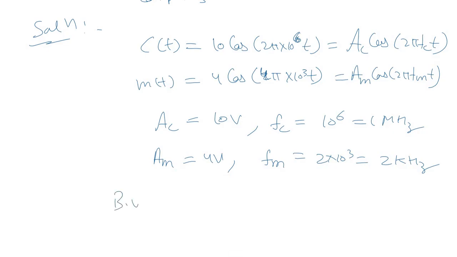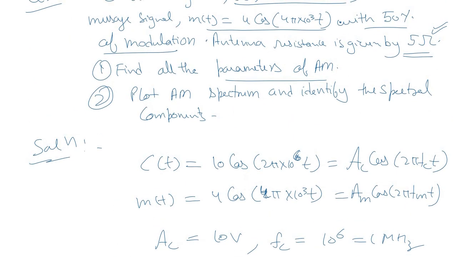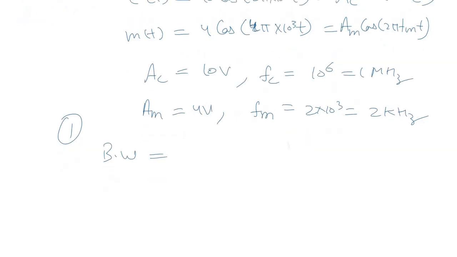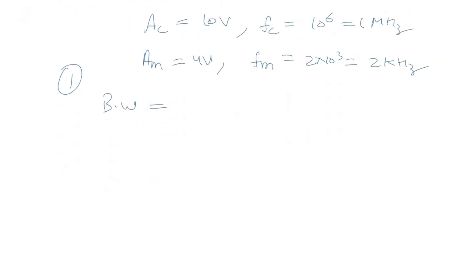So the first part of the question is to find all the parameters of AM. By all the parameters we mean bandwidth, total transmitted power, efficiency, and so on, right? So these are the parameters that we need to find out. Bandwidth: we know it's a single tone signal, right? So bandwidth is twice omega m for the conventional amplitude modulated signal, or you can say twice fm, so that is equal to 2 into 2 kilohertz, right? So bandwidth is equal to 4 kilohertz.